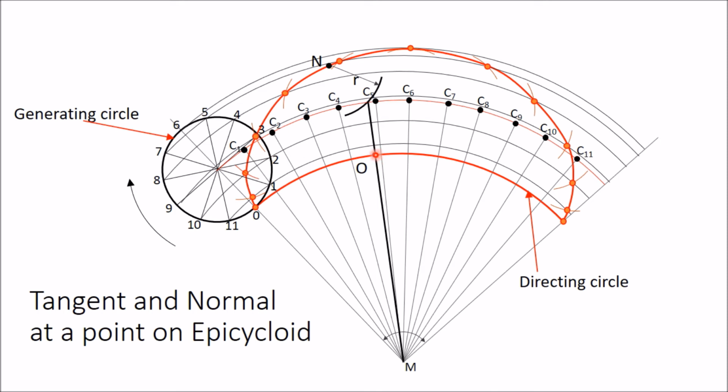Now join O with N and extend this line. This is the required normal in this curve. And from this point, draw a line which is perpendicular to the normal. This is your required tangent.